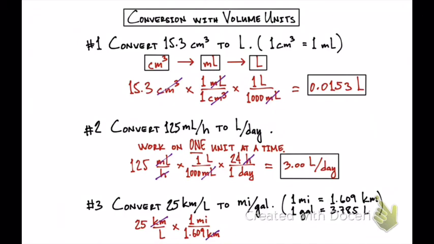And now we're going to convert liters to gallons. And so we're going to use the conversion factor 3.785 liter per 1 gallon. All right, and you can see how liters would cancel out. There's liter here and here. And so multiply 25 by 1 times 3.785 divided by 1.609. And that gives us 59 miles per gallon. We started out with 2 sig figs, end up with 2 sig figs as well.